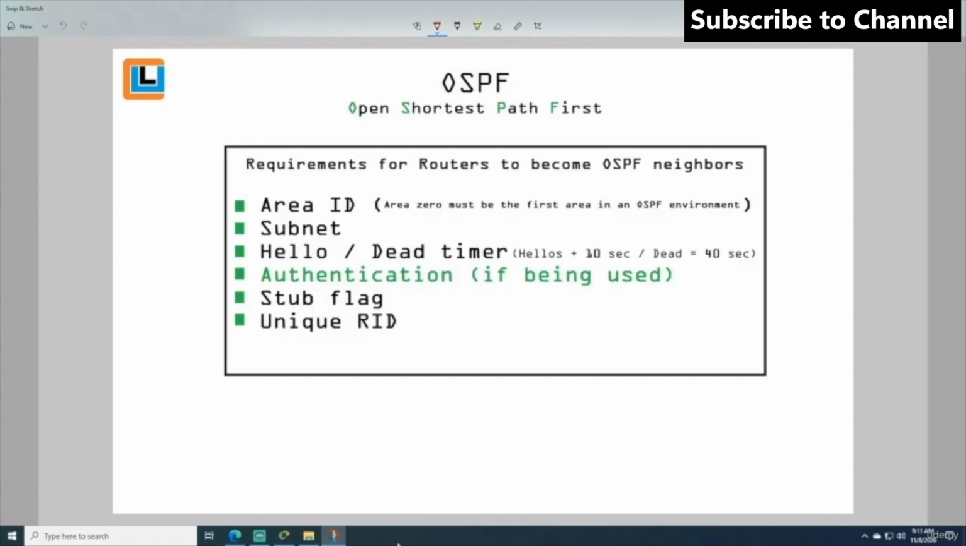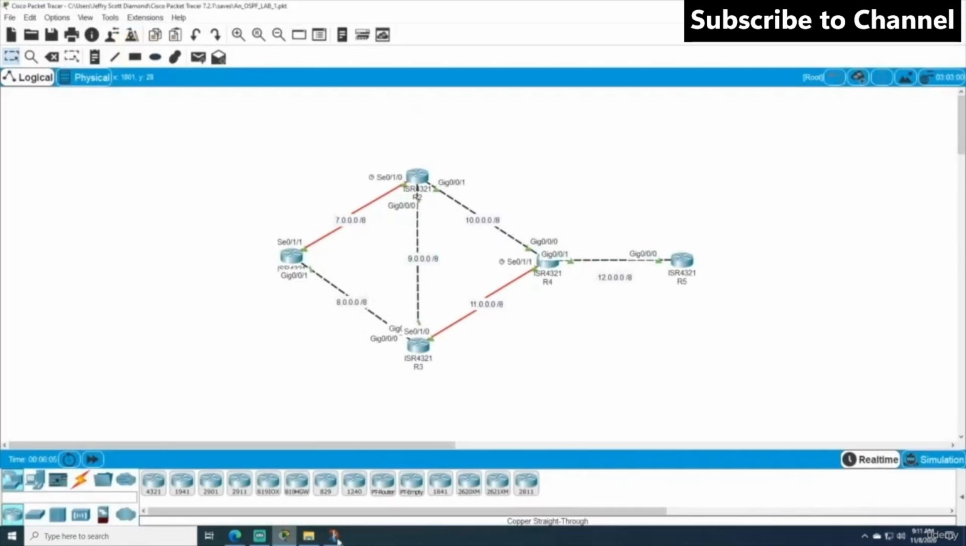The next item is the stub flag. In multi-area OSPF topologies, we can create stub areas, but we have to have a stub flag configured to let OSPF know that it is a stub area and not just a normal area. So for example, when we look at our original lab, we could configure the 12,000 network as a stub area, because a stub area is a dead-end LAN or a cul-de-sac. So there's only one way in or out.